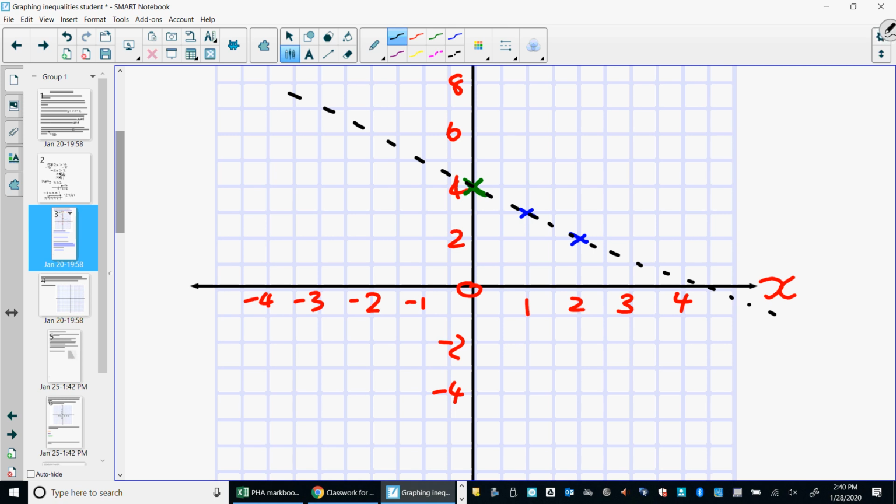Right, but this is shading inequalities. So what we have to do now is decide which side they're interested in. Now, this is the tricky thing. You will find some textbooks and some people say you shade the bit that you do want. You get some people and some textbooks that say shade the bit you don't want.